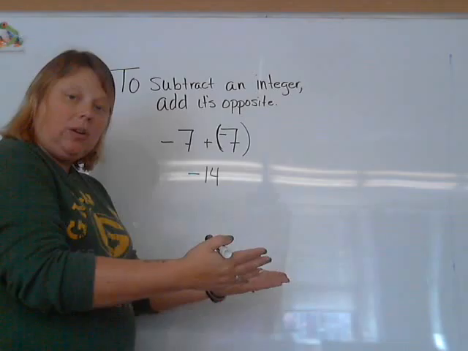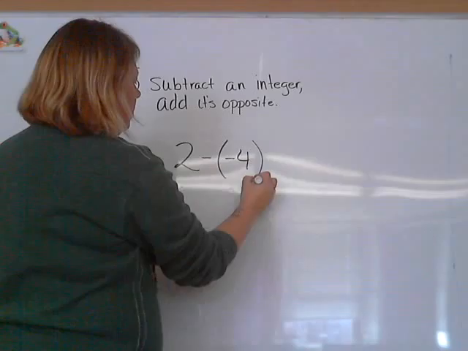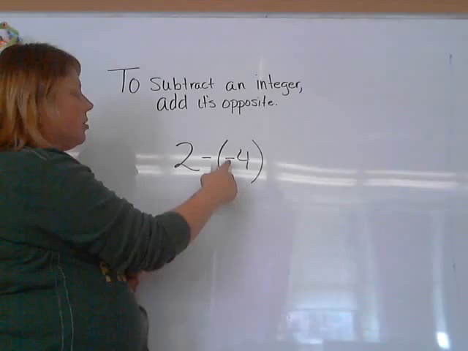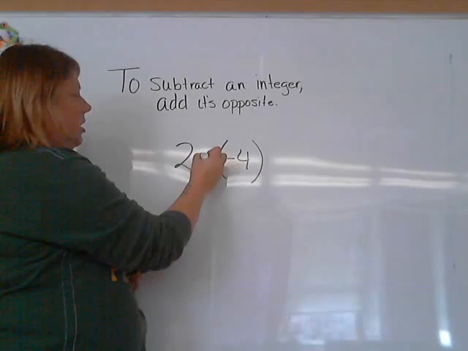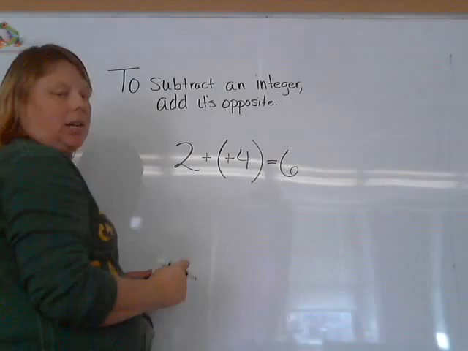Here we have 2 minus a negative 4. And this time you notice that they put the negative 4 in the parentheses. So we were separating the minus from the negative. So we're going to change it to add, change this to positive, and we simply add them together. You have $2, you get 4 more dollars. Altogether, you have $6.